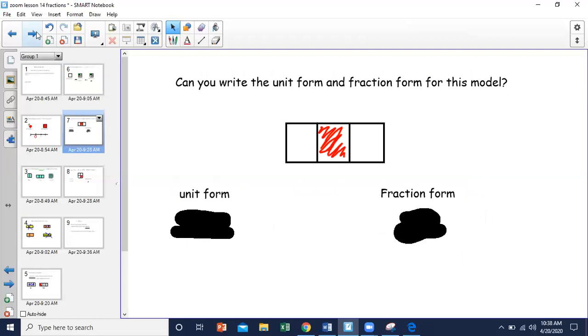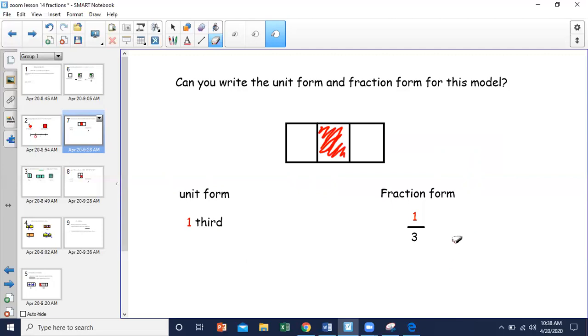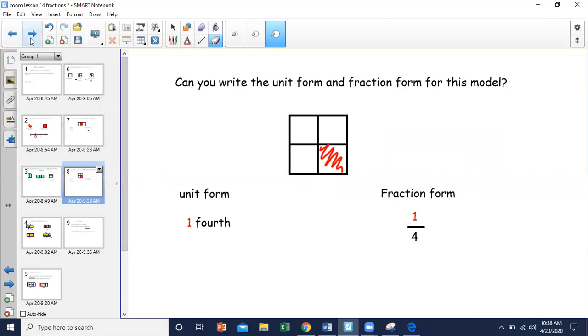Can you write the unit and fraction form for this model? Let's see. What is the unit form? Excellent job. The unit form is the numeral 1 and the word third, which is 1/3. What is the fraction form? Excellent job. You're so intelligent. That is 1 fraction bar 3. And we state that as 1/3. Excellent job. Let's move on to another one.